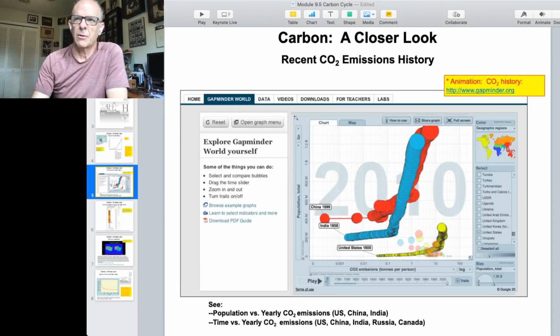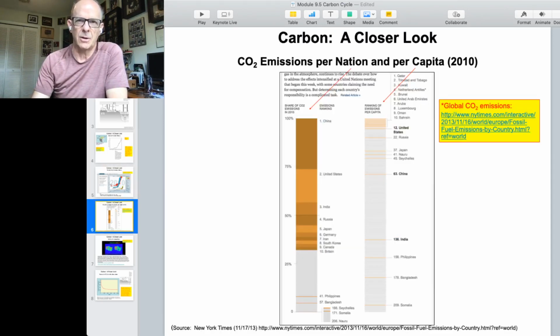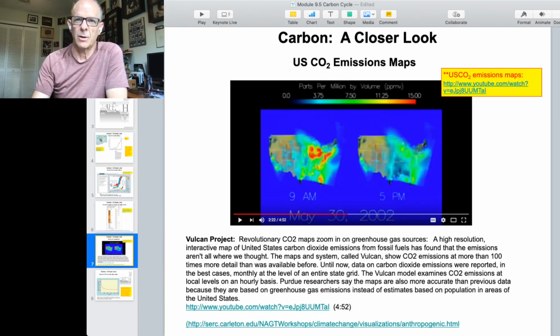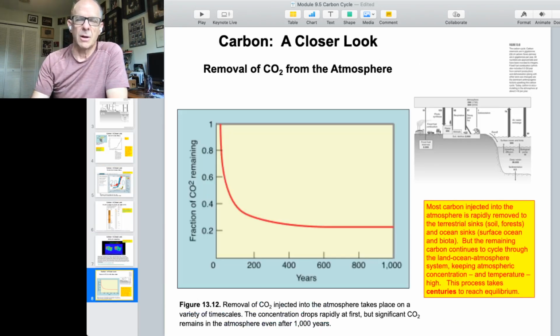You can look through the other slides and look at the links that have been posted in this part, which take you to some other resources where you can see the evolution of carbon in the atmosphere and other greenhouse gases as well.